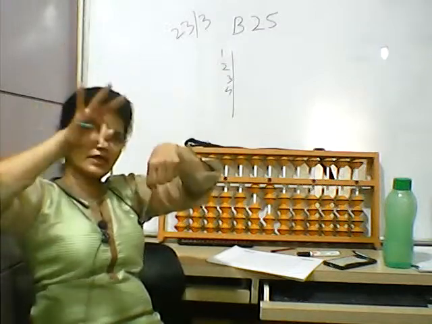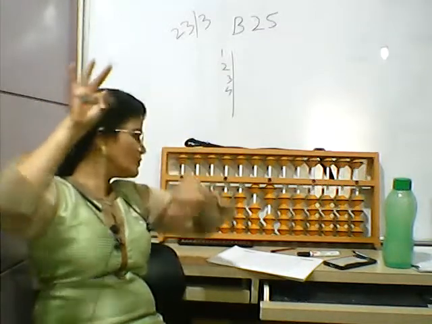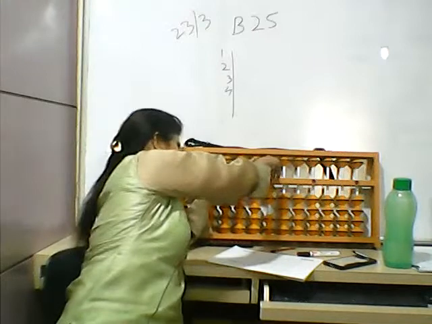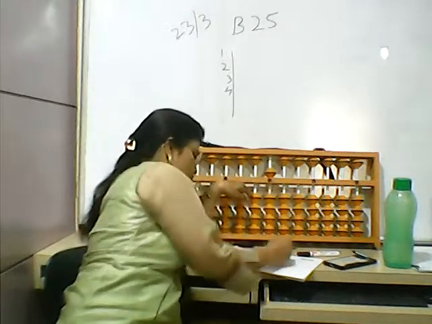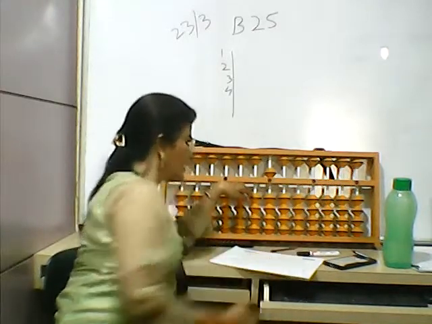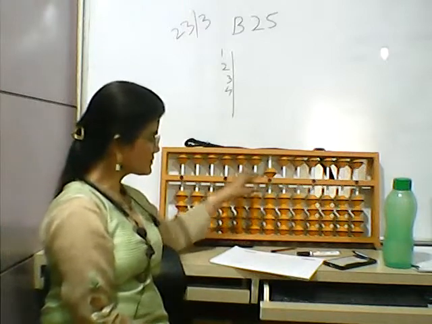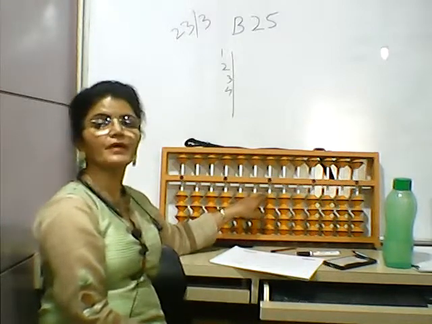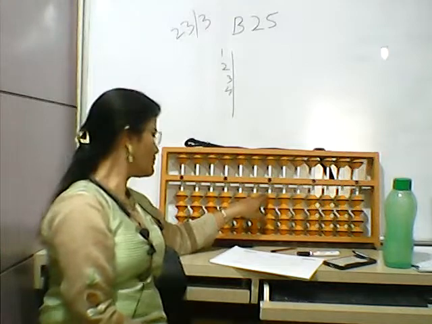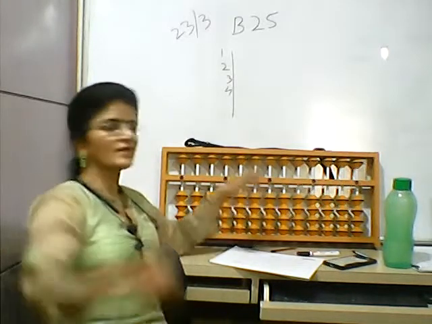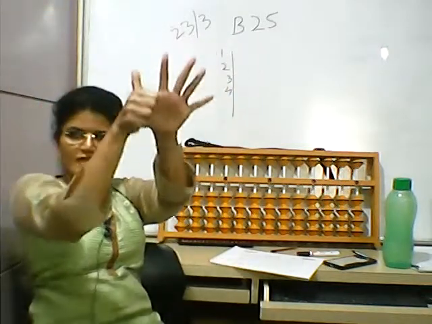10 down, 5 down, 2 down. That is, the answer is 5. Sum number 8: 6. 5 and 1, close action.